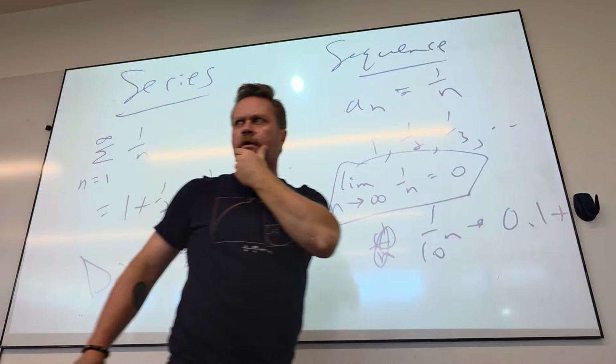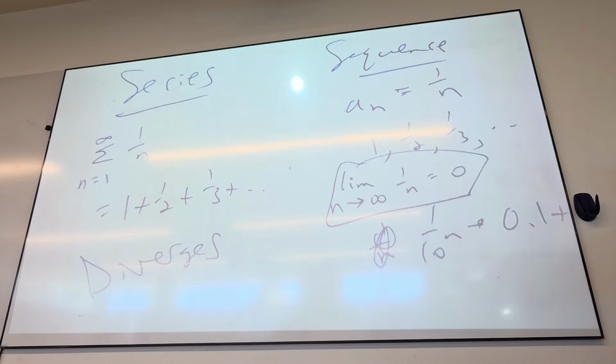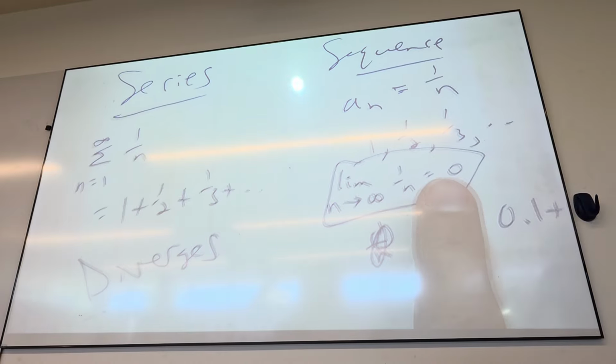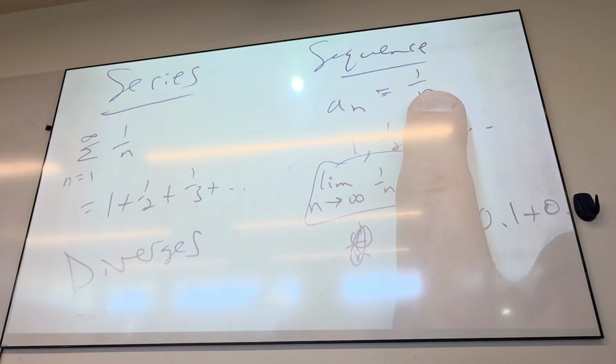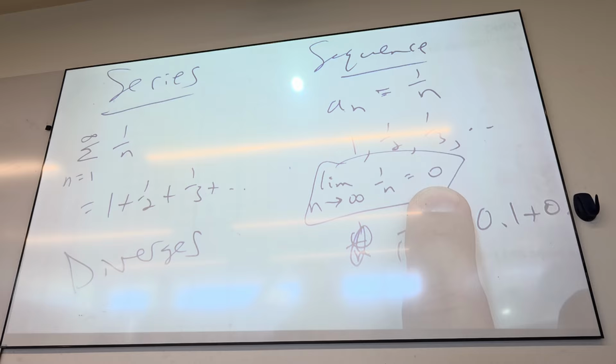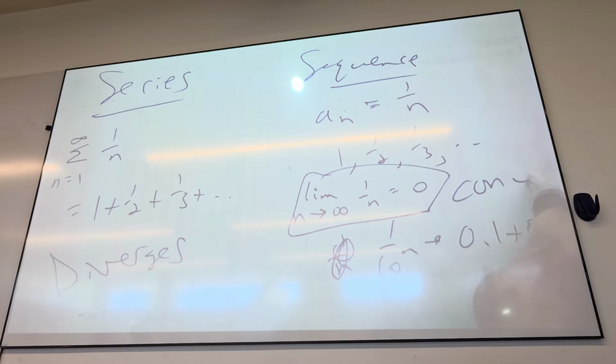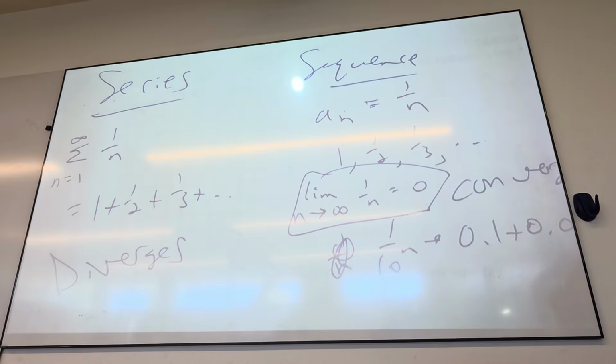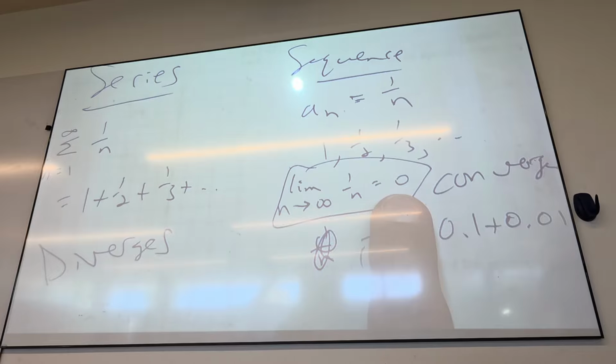Okay. Are you guys doing okay? All right, and here's the key thing. Do you see how this is? There's a sequence whose limit exists. It's convergent, but the associated series is divergent. Not only is this convergent, it converges to 0.